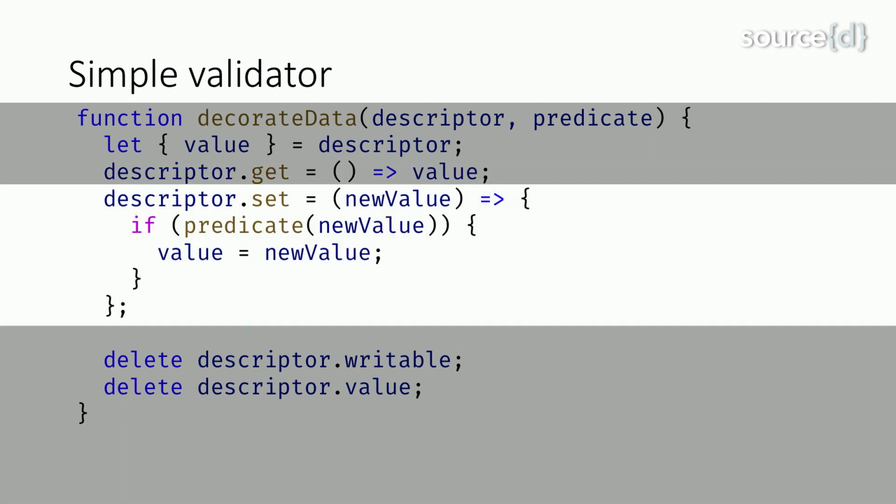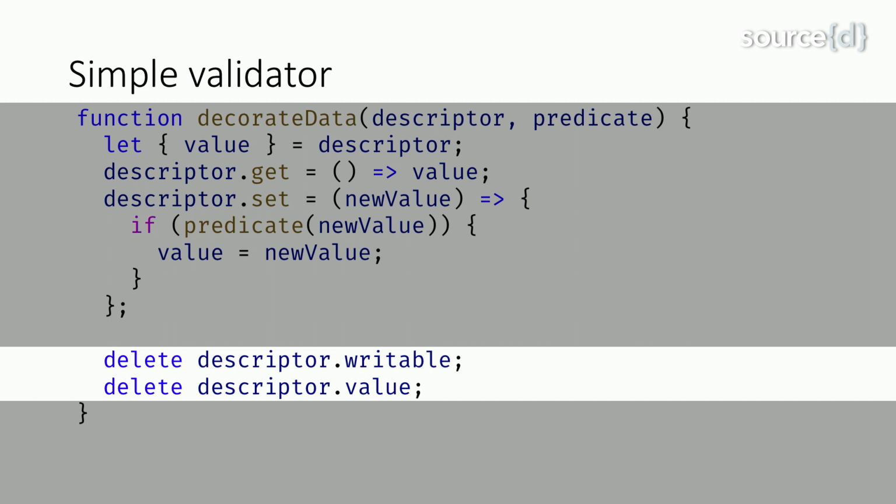And we have our set that receives a new value, and checks using the predicate if it's okay or not. And if it's okay, it sets the value to that new value. That way, we are closing over the value and can change it. This is not the best implementation possible, but it's the best implementation I found that fits in one slide.